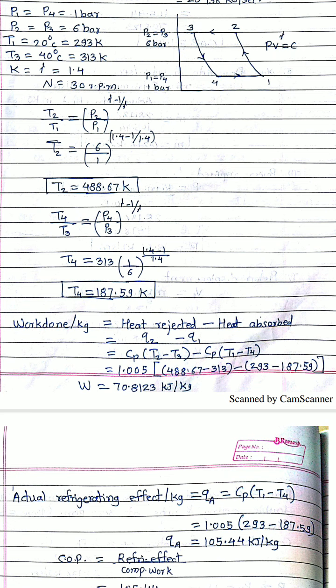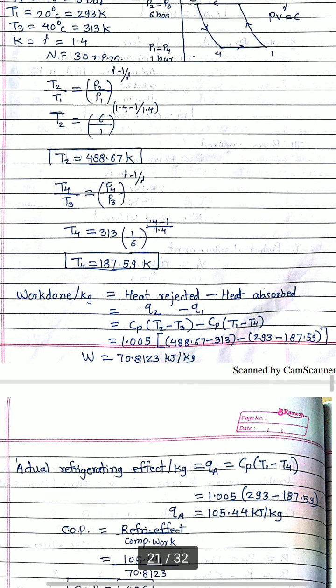So after this, the work done per kg is equal to 70.81 kilojoule. Now this is the work done. Now the capacity of refrigeration system is given as 8 TR. But what is the actual refrigeration effect which we will get?